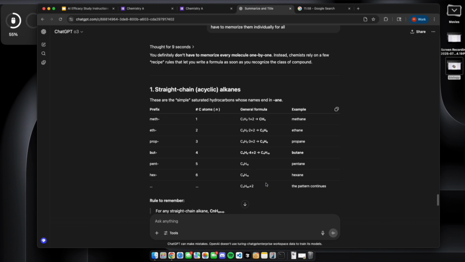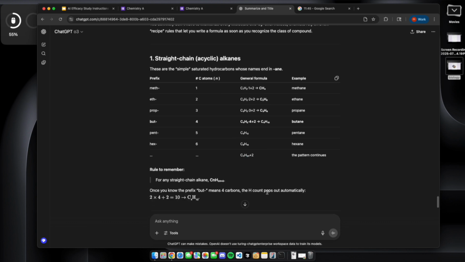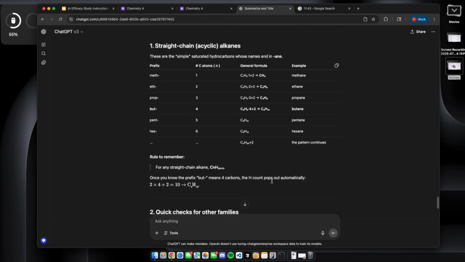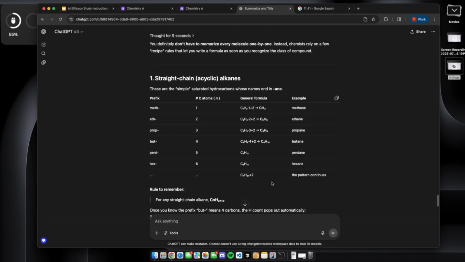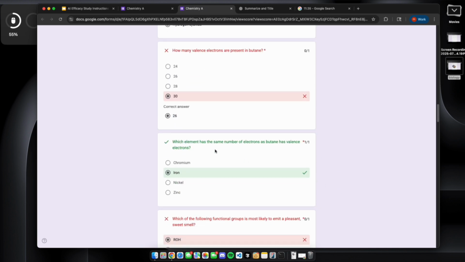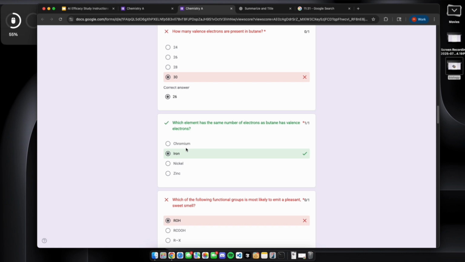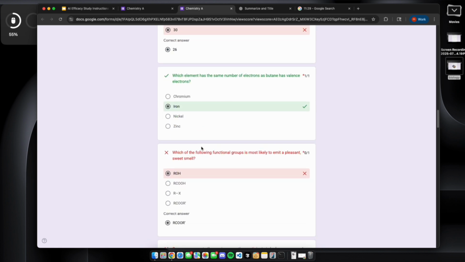Seems like there's a pattern. Okay, so you have carbon to N, H to 2 times N plus 2. Okay. Which element has the same number of electrons as butane has valence electrons? We got that one correct. It's iron.